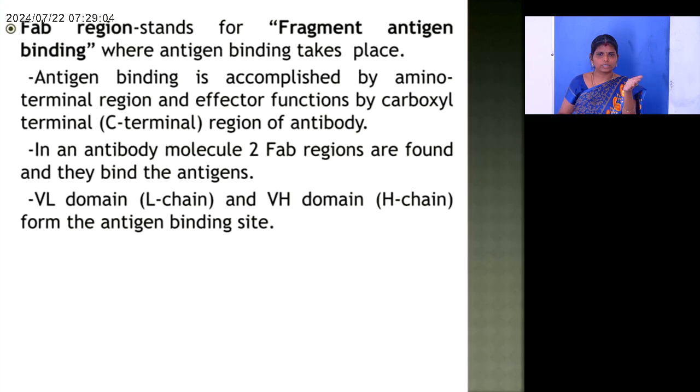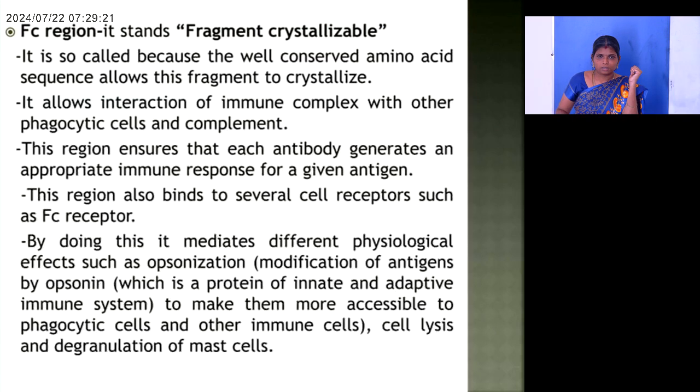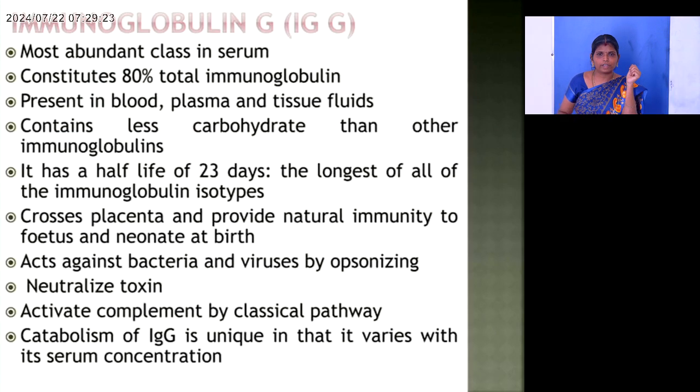That involves phagocytic cells, the opsonization process, and cell receptors, where the complete eradication of antigens takes place, but the processing of antigens takes place only in the Fc region. So there are 5 different types of immunoglobulins: IgG, IgA, IgM, IgD, and IgE.